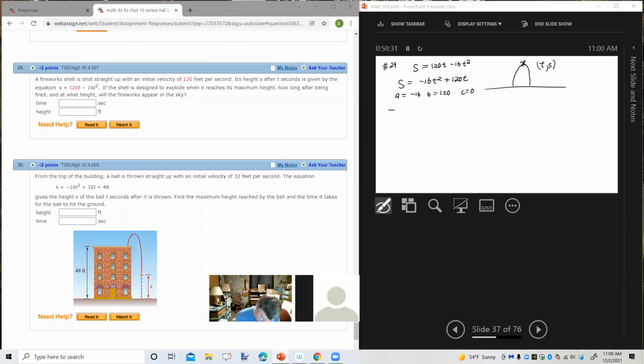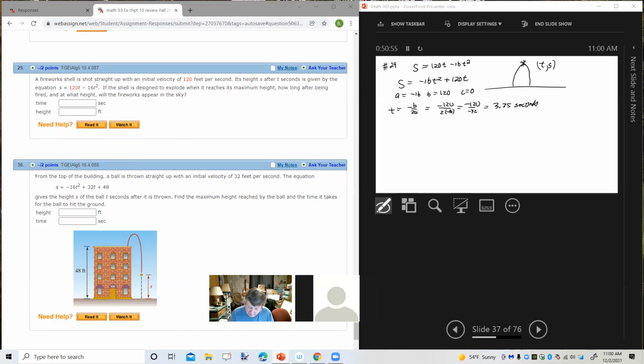So x, or t, equals negative b over 2a, which is negative 120 over 2 times negative 16, negative 120 over negative 32. Negative divided by negative is positive. 120 divided by 32 is 3.75, and that's the time. Okay.